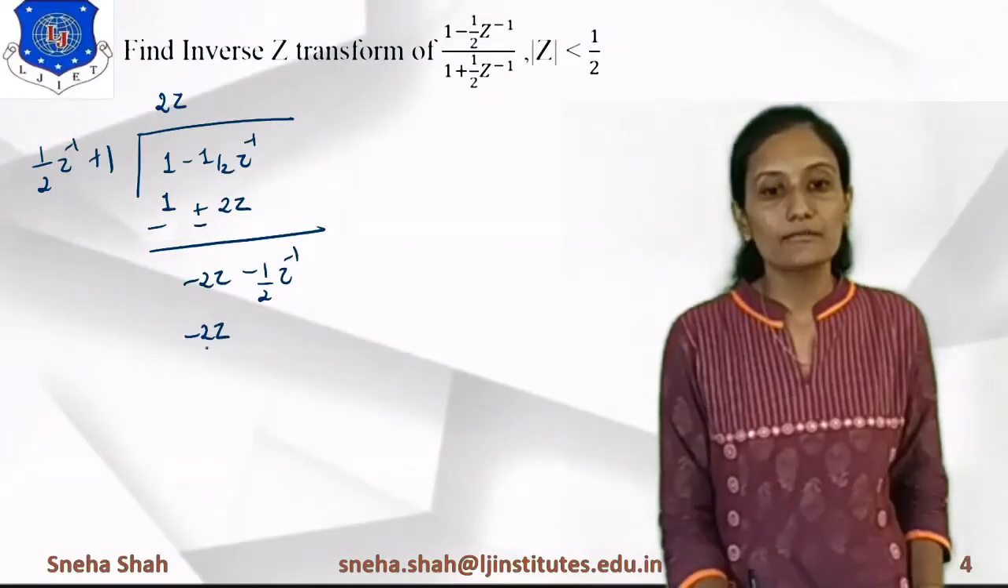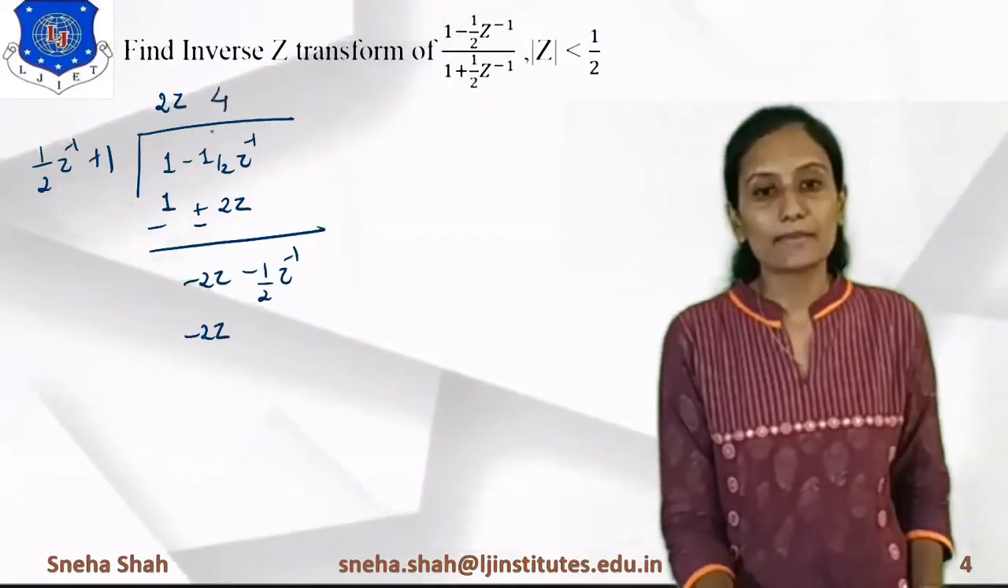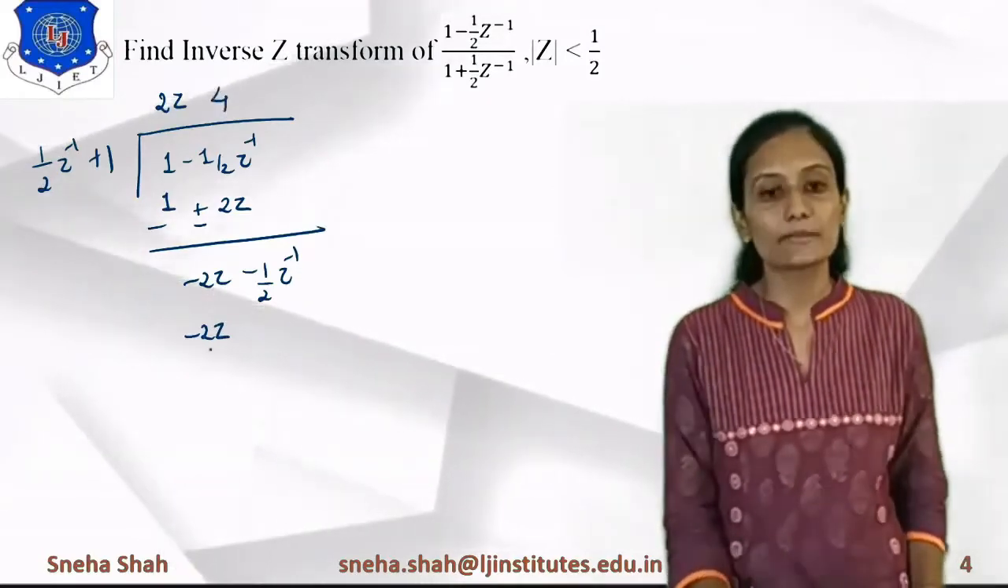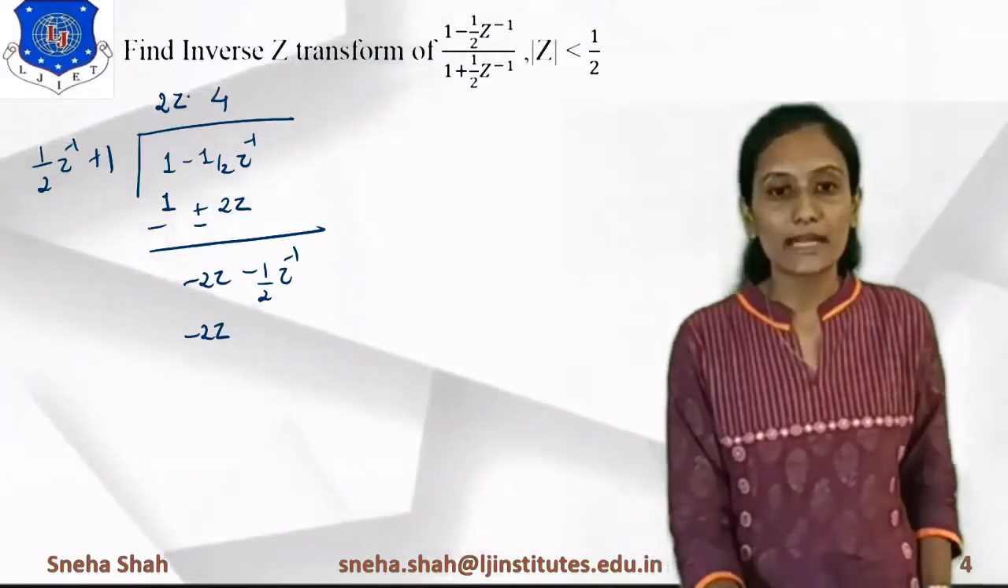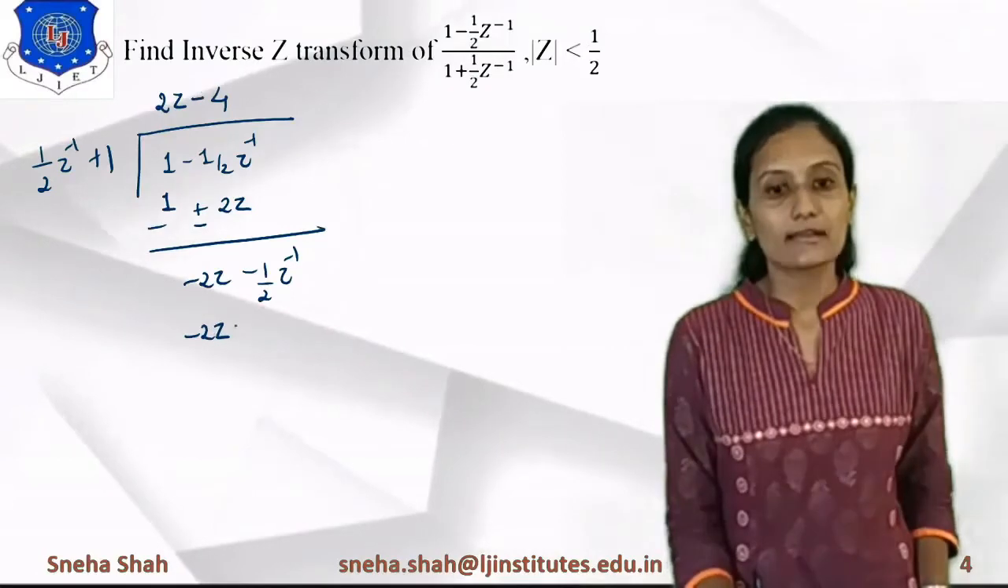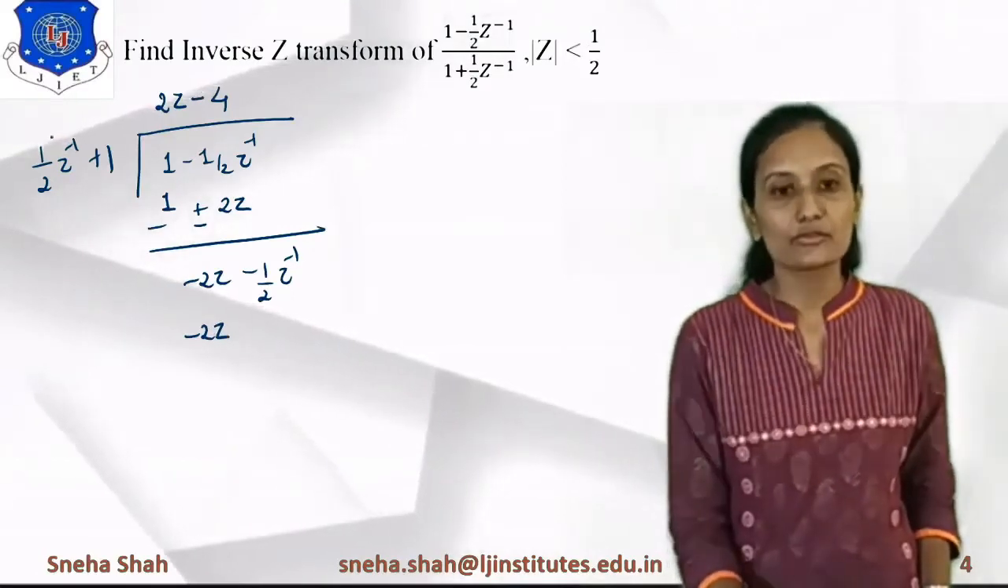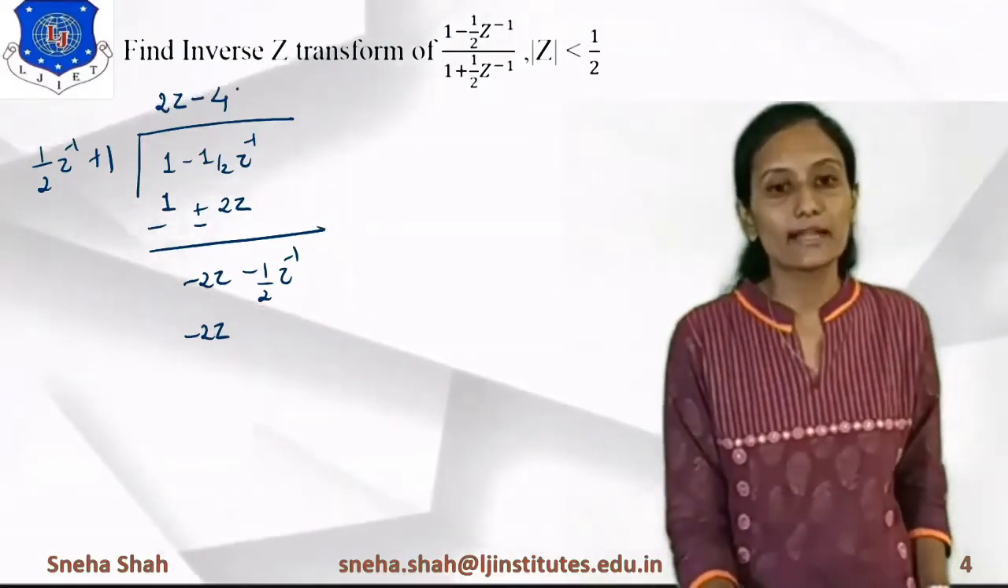If I have to find 2, then I have to multiply by 4. So 4 and 2 will be cancelled out, so it will give you 2. The answer should be in terms of minus, so I am writing like this, minus, and the answer will be in the form of z. So over here I will write down like this.